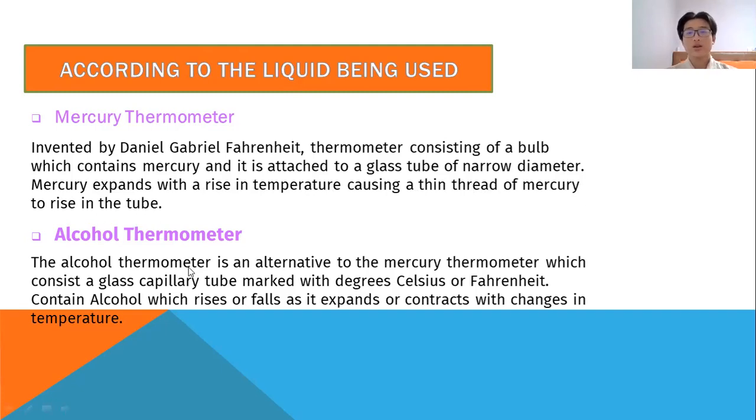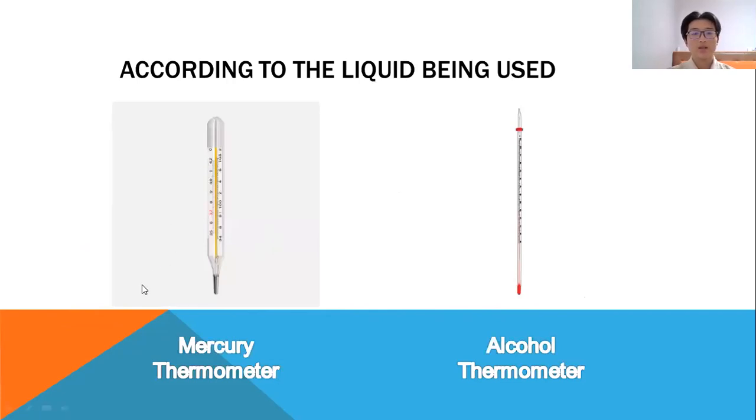Then there is the alcohol thermometer. The alcohol thermometer is the alternative to the mercury thermometer. It consists of a glass capillary tube, which is marked with degrees Celsius or Fahrenheit degrees. Of course, it contains alcohol. This alcohol rises or falls as it expands or contracts with changes in the temperature. This is the example of the mercury thermometer, and this is the example of the alcohol thermometer.